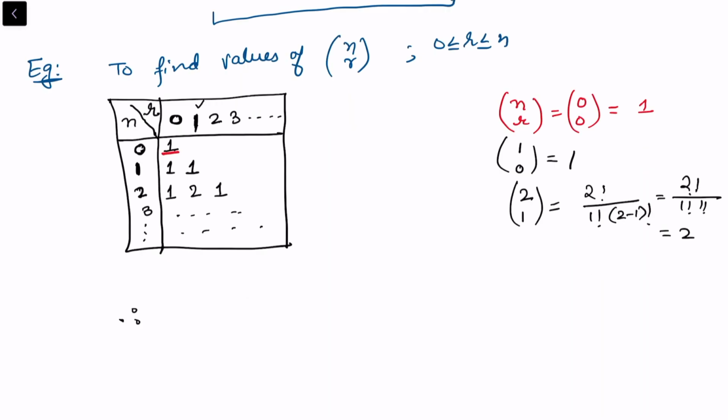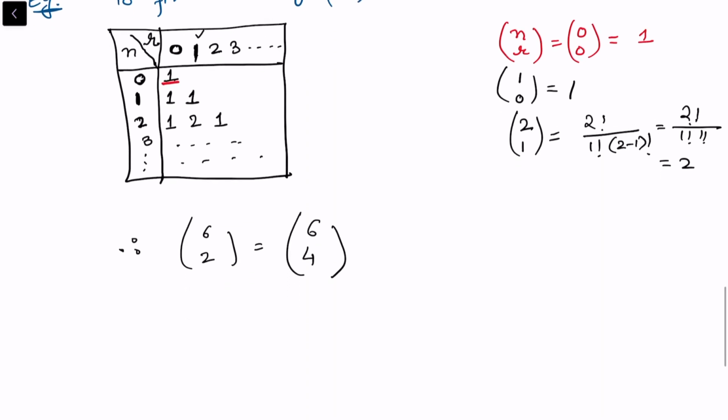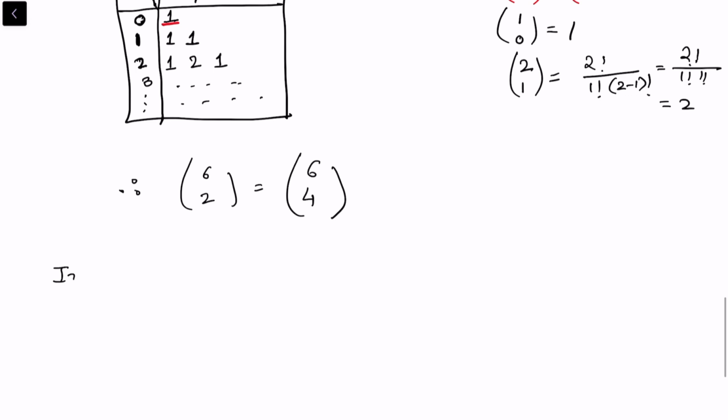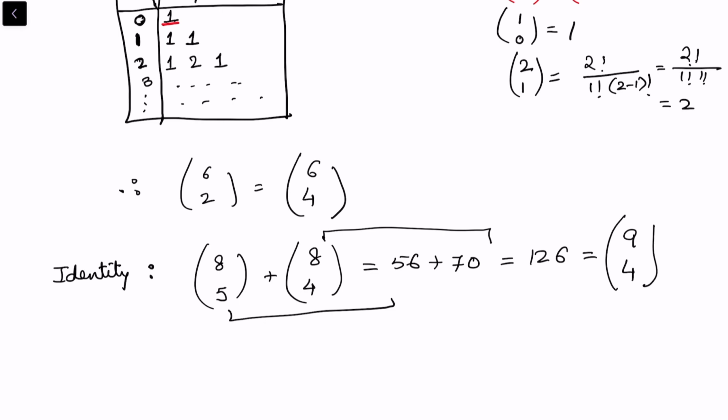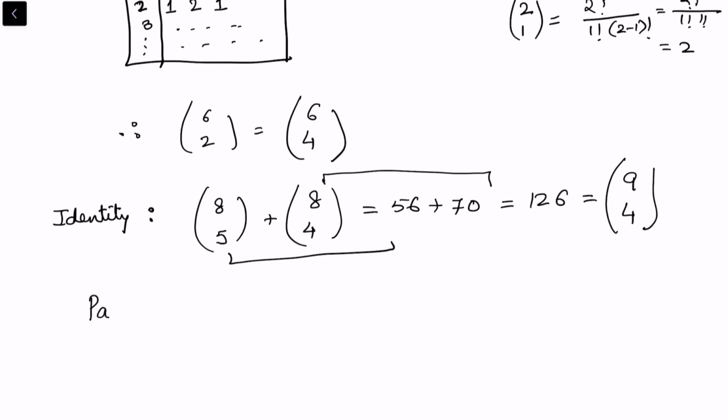We note in the same way, if I continue this table and I have to calculate 6 choose 2, this will be the same as 6 choose 4. Now this leads to a very interesting identity. Let me write it down with an example, and then we will give it in the form of a proposition. If I want to calculate 8 choose 5 plus 8 choose 4, we note from the table that this value is 56, and 8 choose 4 is 70. This is 126, and we notice in the table that this is 9 choose 4. This is what we call Pascal's identity.